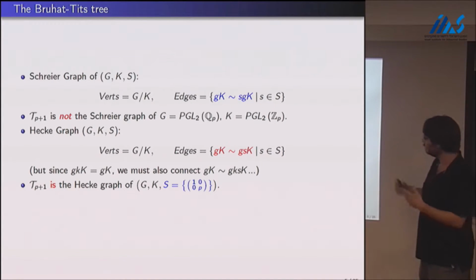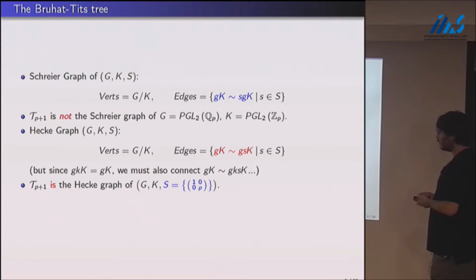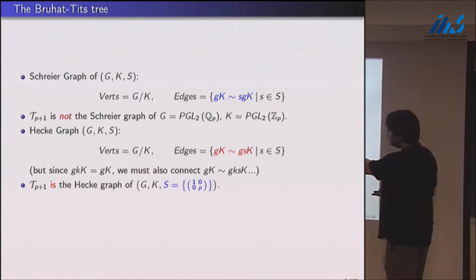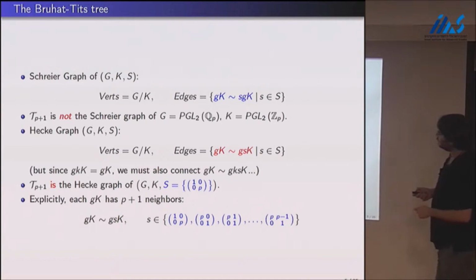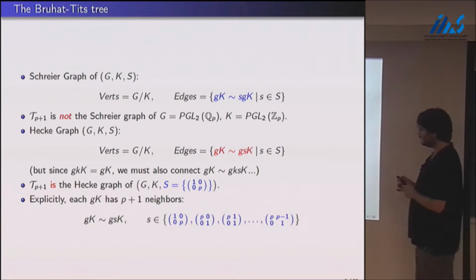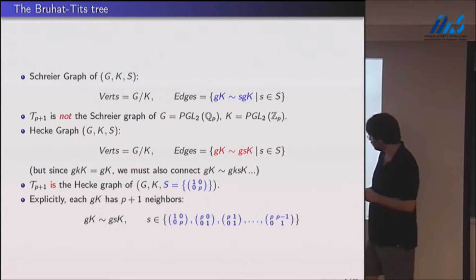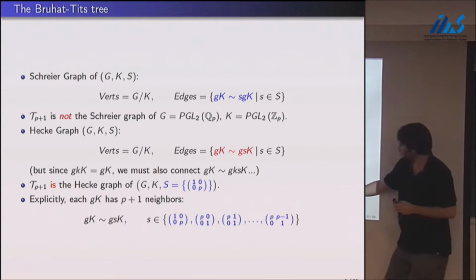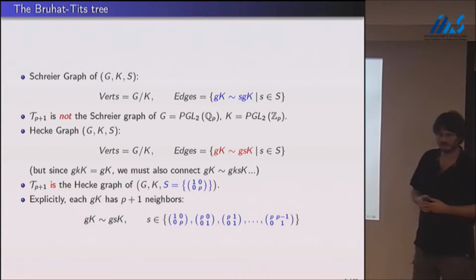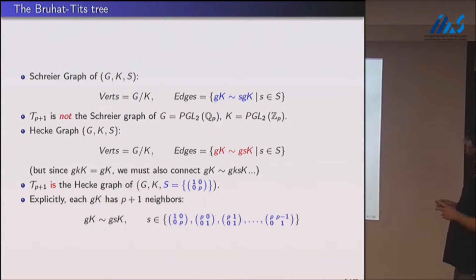So the Bruhat-Tits tree of PGL_2(Q_p) is the Hecke graph of G, K, and basically any integral element of norm p will get you a tree, the Bruhat-Tits tree. But if you want to know explicitly who you're connecting to here, then you have p plus 1 neighbors, and every coset connects to p plus 1 cosets, which I think most of you saw in one context or another. But this, you need to work to show these things.